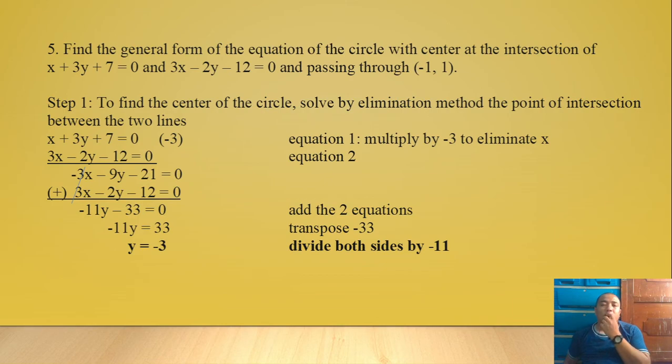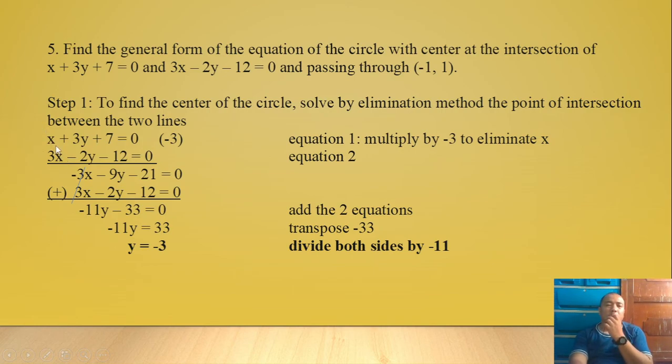Step 1. To find the center of the circle, solve by elimination method the point of intersection between the two lines. Yes, point of intersection by elimination method or substitution method. So equation 1 is x plus 3y plus 7 equals 0. For equation 2, 3x minus 2y minus 12 equals 0. Now, can we eliminate something for x and y? No. So we should multiply equation 1 by negative 3 para ma-eliminate yung x.